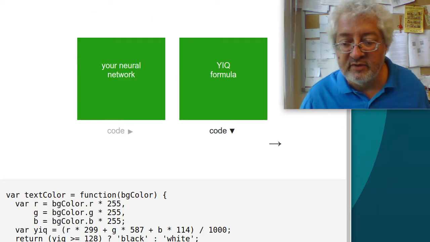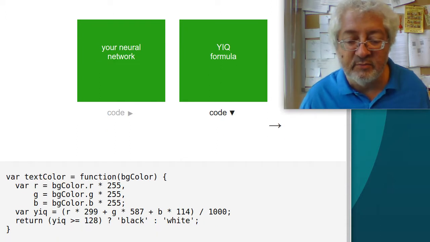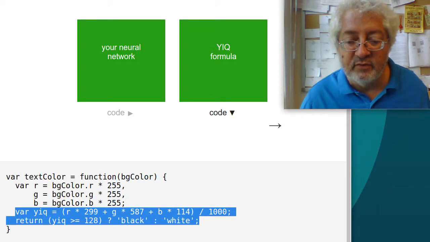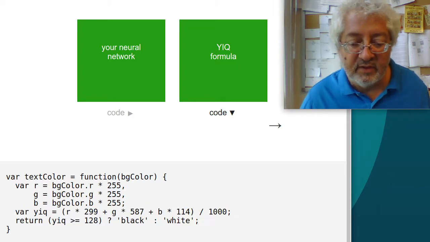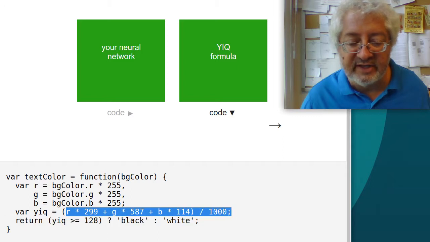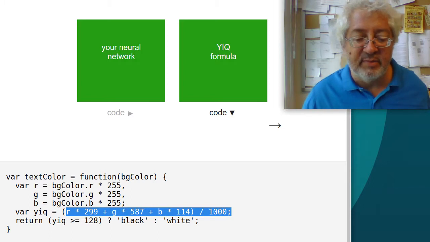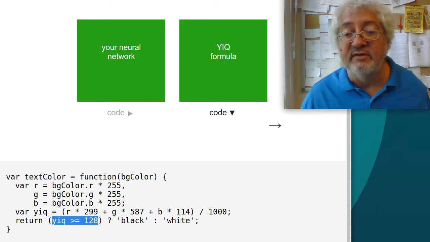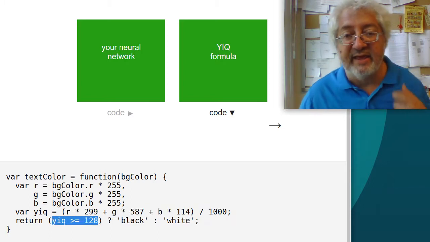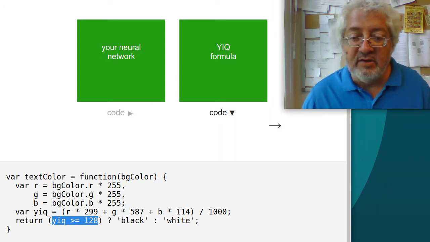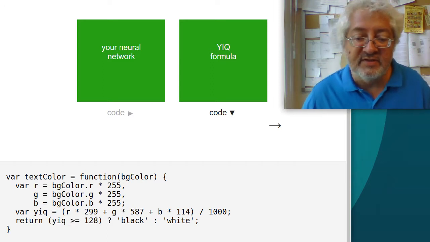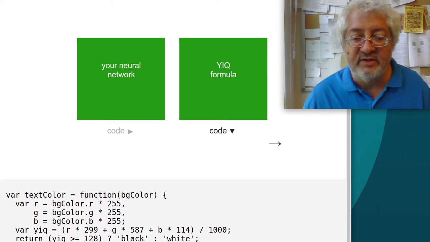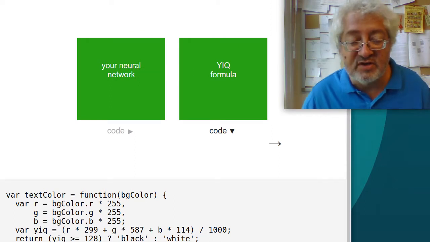Here is the code for the formula. Here you can see the formula. This is the formula that is used for the color. So you multiply red, green, and blue with some values and then divide by 100. And then in a binary way, if the result is greater than 128, then you print black, otherwise you print white.